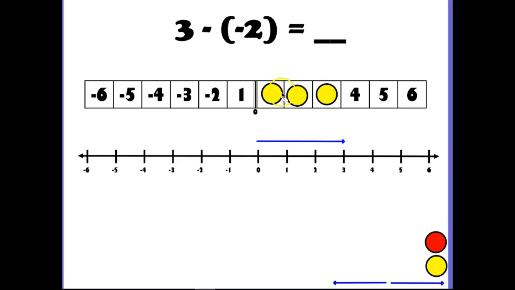I don't have any negative 2's with my counters, so I know I need to add 0 pairs. So that means my arrow here is going to go over this way 2 spaces. Remember, when you are subtracting a negative, you are really adding. When you are subtracting a negative, this right here means add.